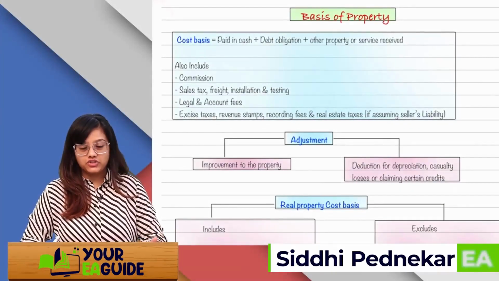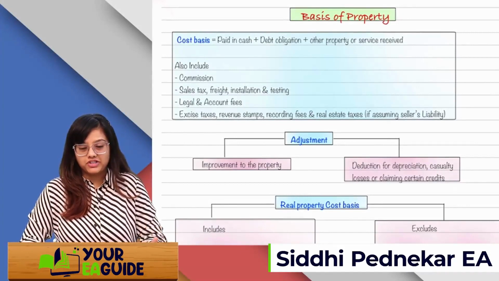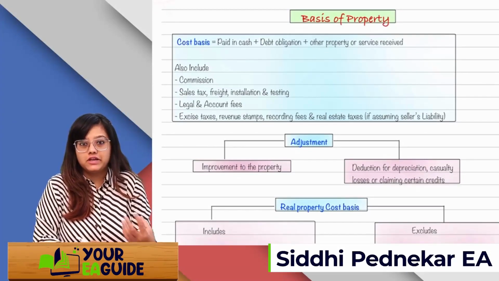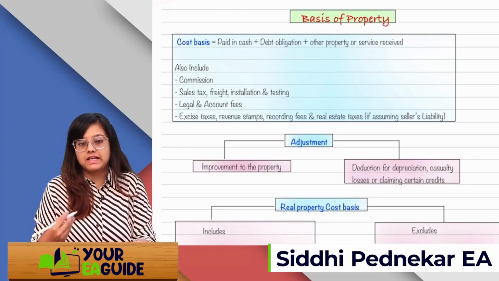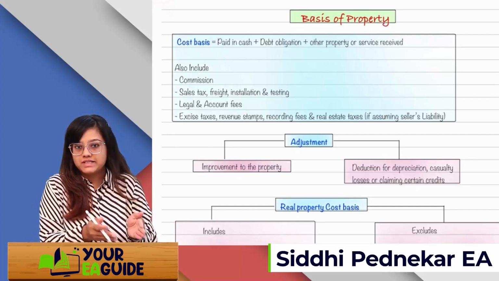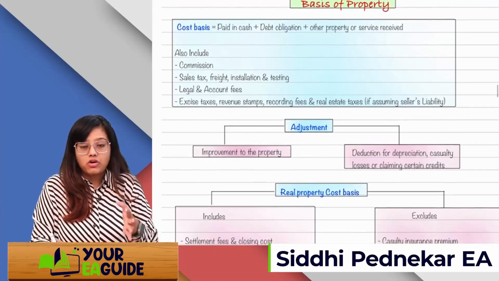Let's start with the next topic for the property chapter, that is basis of property. In basis of property, first we have to identify what is the cost basis, right? When we are selling the property, we need to reduce the cost basis from the selling price. So what do you mean by cost basis?